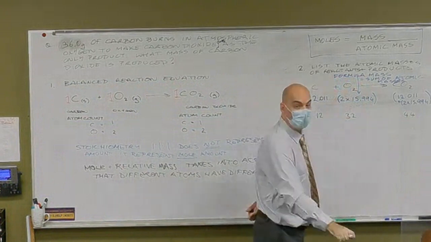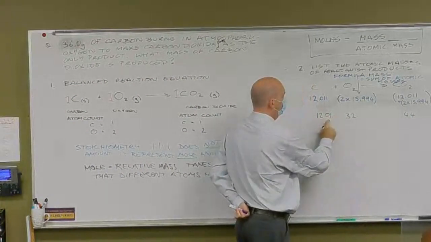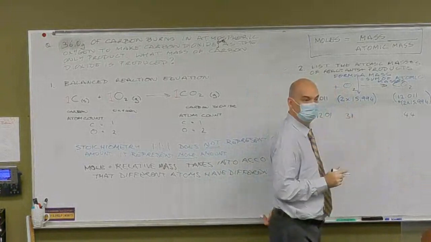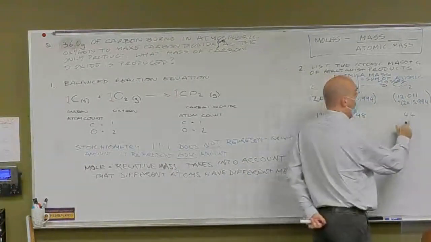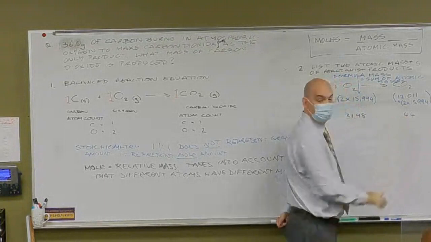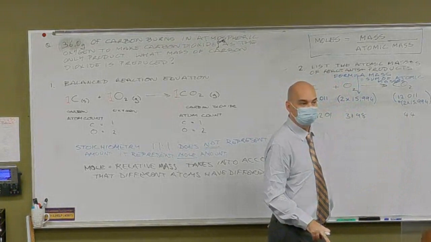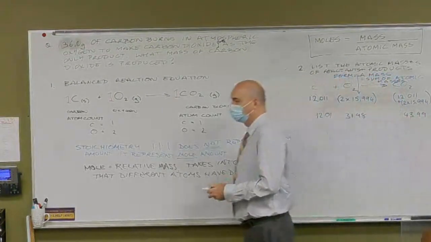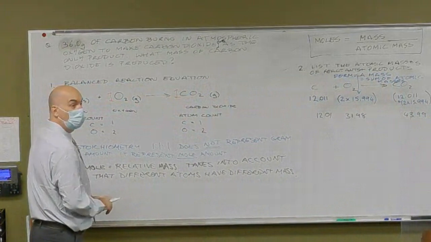If you want to tell me what the decimal places are, I will gladly take them. Let's just do 2 decimal places on each. So 12.01, and then what, 31 point what? Nine eight. And 44, what is this one? Close to 44. 43.99. Okay, those are our atomic masses. Let's turn those into moles.